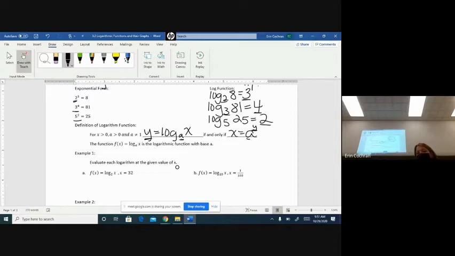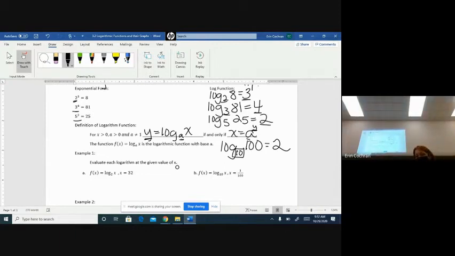The function f of x equals log base a of x is the logarithmic function with the base a, which we talked about, right? If we don't write a base, do you guys know what the base is? If I just say log of 100, do you guys know what my base is? It is 10, yep. So my base is 10 here. So log 100 would equal what? 10 to what power gets me to 100? 2, wouldn't it? Yep, 10 squared would get me to 100.